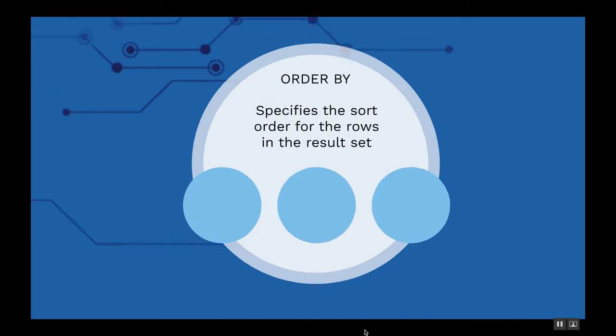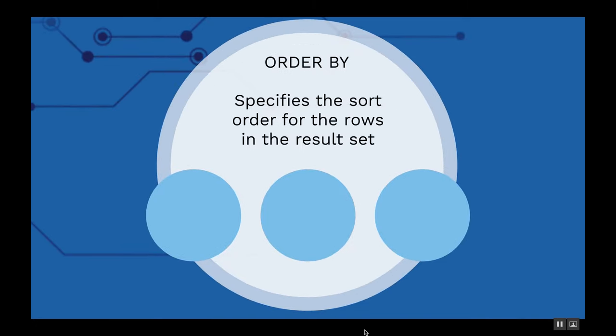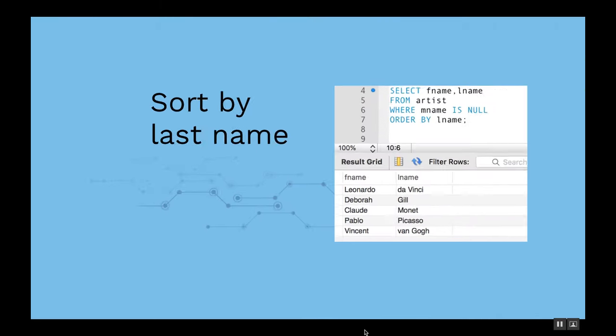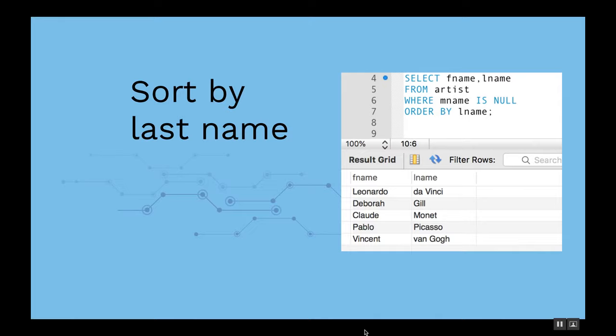Okay, the order by. Order by specifies the sort order for the rows in the result set. Most of the time, you use a column name to tell how you want it sorted. In this example, the results are alphabetized by last name. The default is to sort in ascending order. If you want to reverse the order to descending, you have to use the DESC keyword.